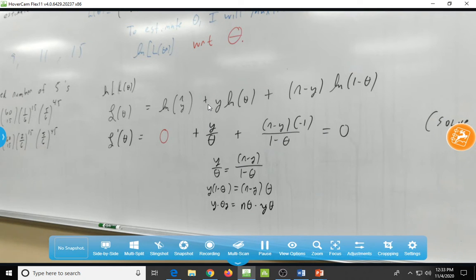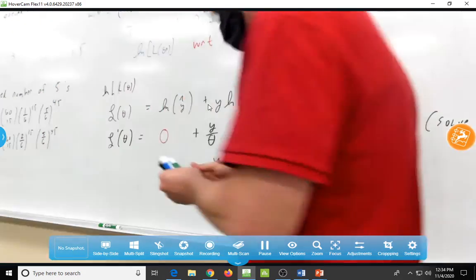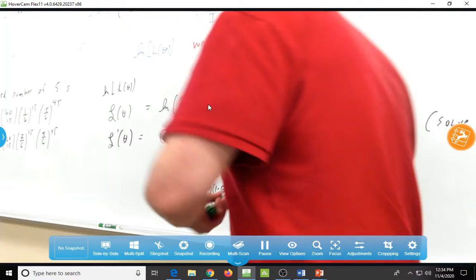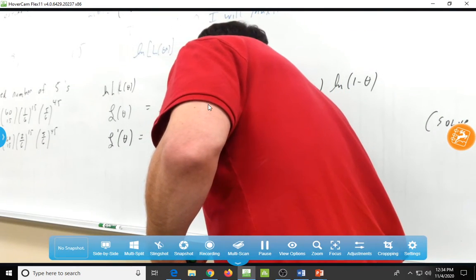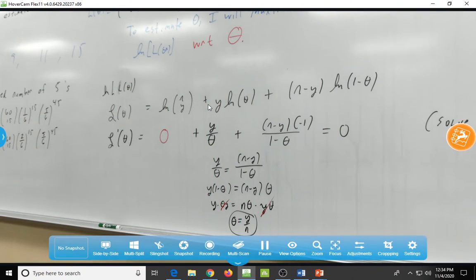So on this side we have, am I still going? Okay. I can cancel out both y thetas? Oh, that would save me a lot of work. If I wasn't on the right. Oh, I could finish up here at the bottom of the screen. So what we get then is that theta should be y over n, which should make sense to you.